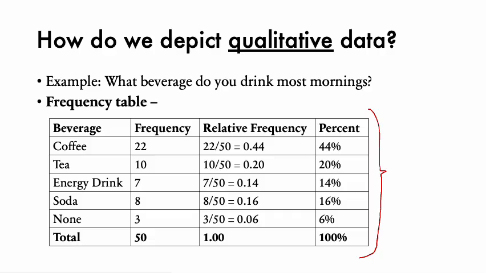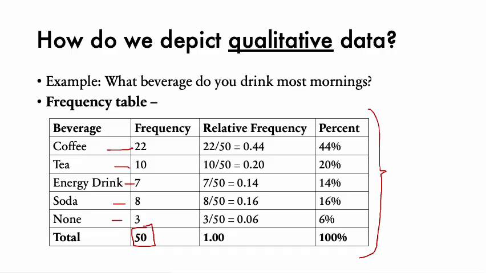So here we've got a breakdown of the beverage that people drink most in the morning. We can see that of the 50 people who were sampled, 22 of them drank coffee in the morning, 10 had tea, 7 had energy drinks, 8 had soda, and 3 didn't drink any caffeinated beverage in the morning. So you can get an idea of what all of this looks like.